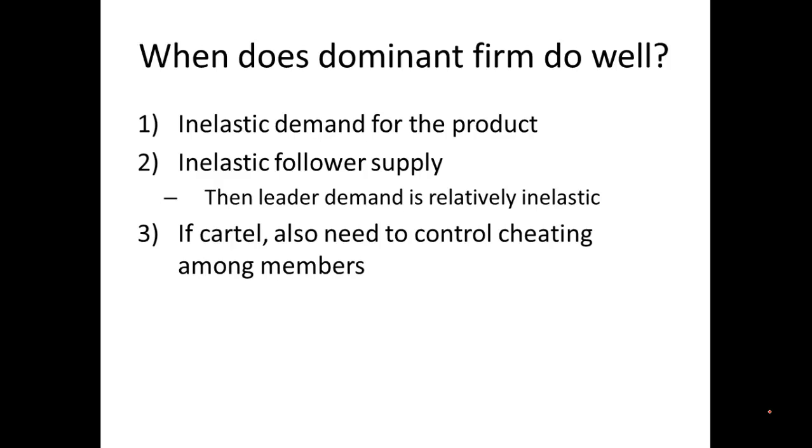A third issue is that if the leader isn't a single firm, but instead it's a cartel, like OPEC, then of course it's also important to control cheating among the members. That is to make sure they stick to their quantity agreements so that the quantity that's chosen in this model is the quantity that they actually produce. Otherwise, with cheating, if members produce extra, that moves us along the market demand curve and reduces the price, which is good news for society but bad news for the cartel.